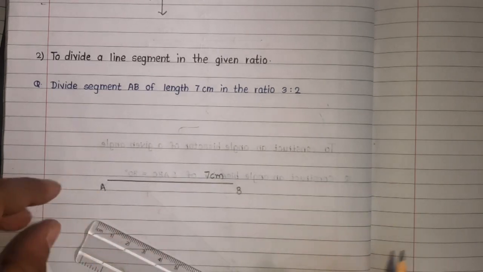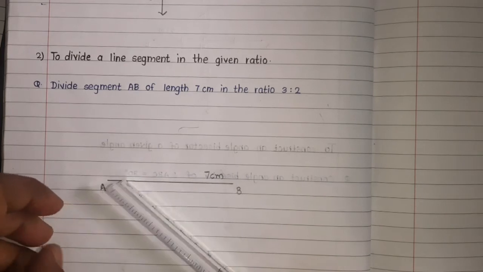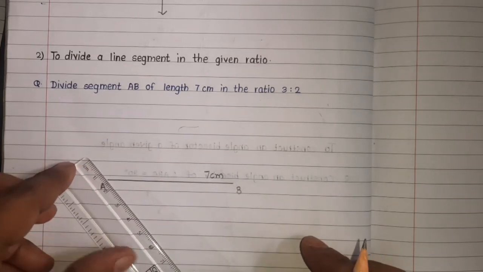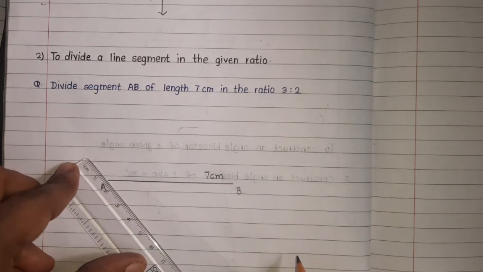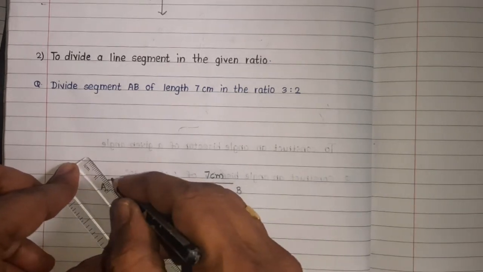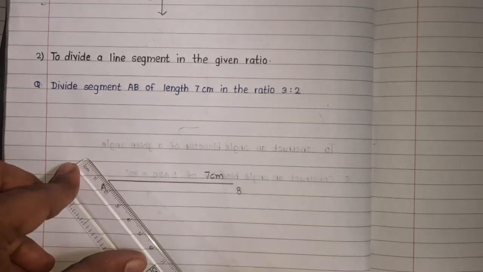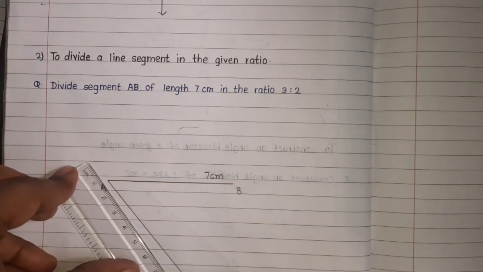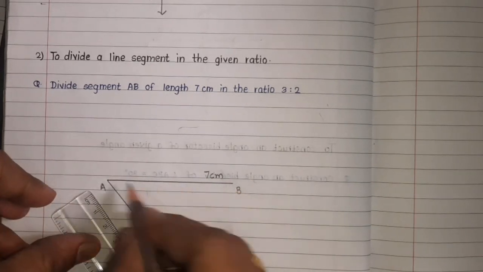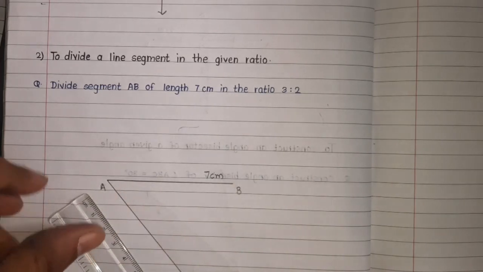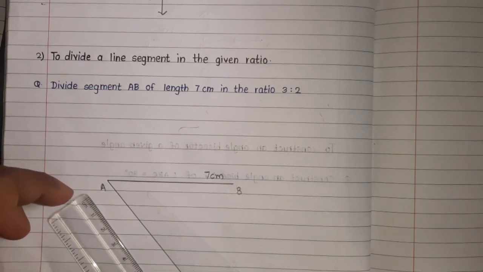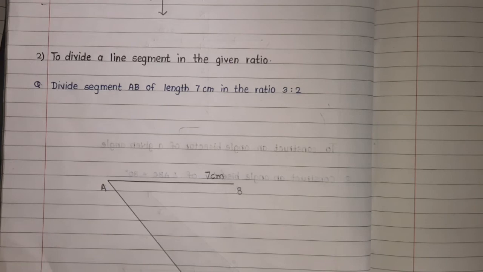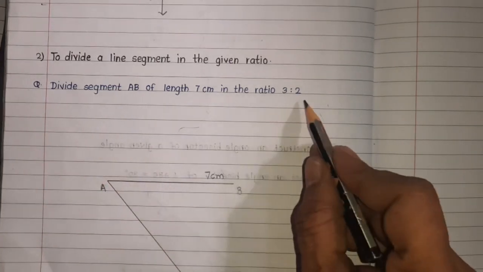For that purpose, at the point A, we have to draw a ray. That means at the point A, one acute angle should be made. Therefore, like this, we have to draw one ray. This angle BAC is supposed to be less than 90 degrees, that means an acute angle. Then see here, we have to divide the segment in the ratio 3:2.